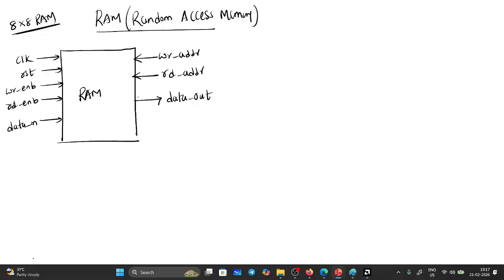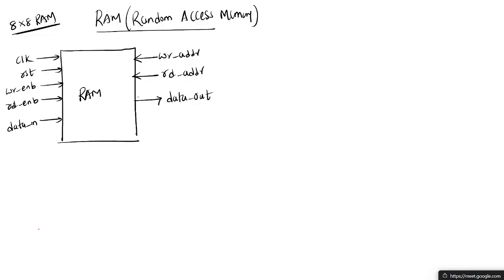So here if you observe this, how many bits is this? This is 1 bit only. Reset is 1 bit. Write enable and read enable are also 1 bit only. Data underscore in is 8 bit. And write address, what does it mean? This is an 8x8 RAM, so the address will be 3 bit. Read address and write address are all 3 bit, and data out is 8 bit.